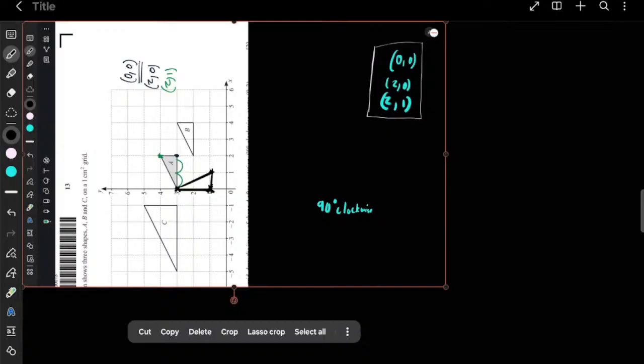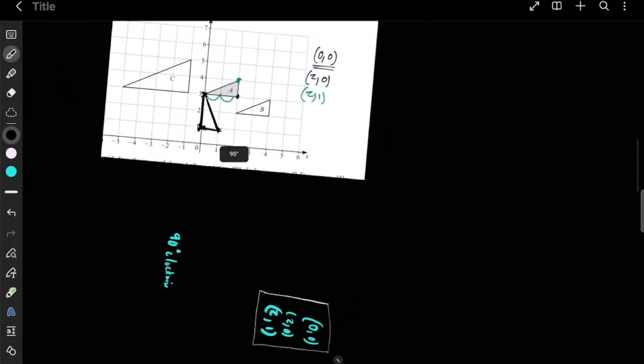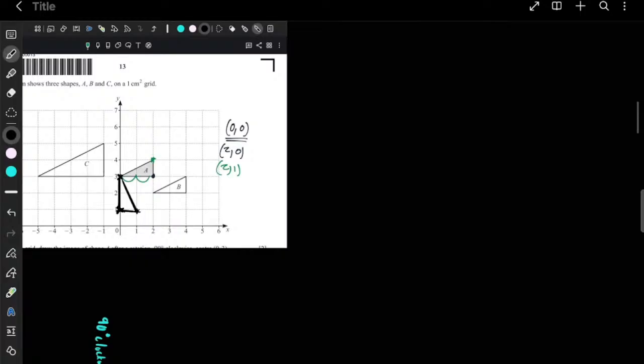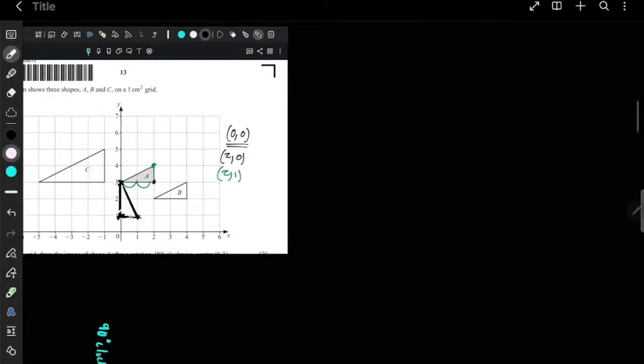Look at us now flipping it back. Look at what it will look like now. If we flip it back, it will look like this. Hooray! So this is our new shape after rotating. Can you see it? This is the new shape after rotating.